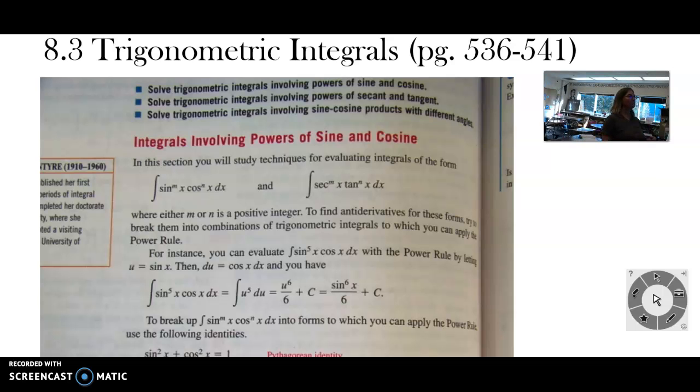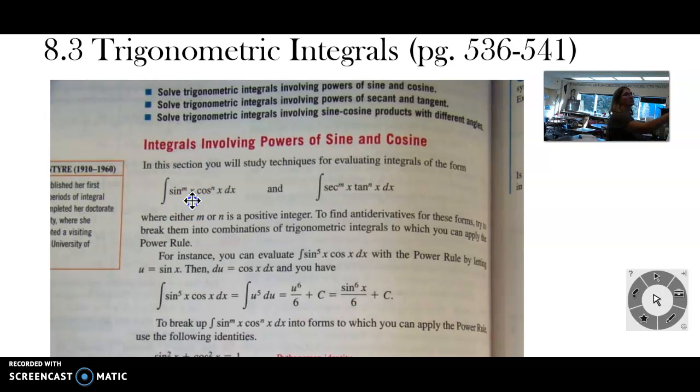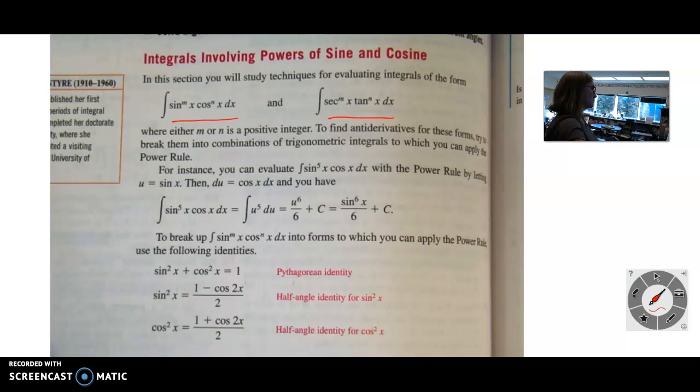All right, so integrals involving powers of sine and cosine are going to look something like this. So you have sine to a power times cosine to a power, and/or secant to a power times tangent to a power. And we're going to look at how to work those integrals, how to figure them out.